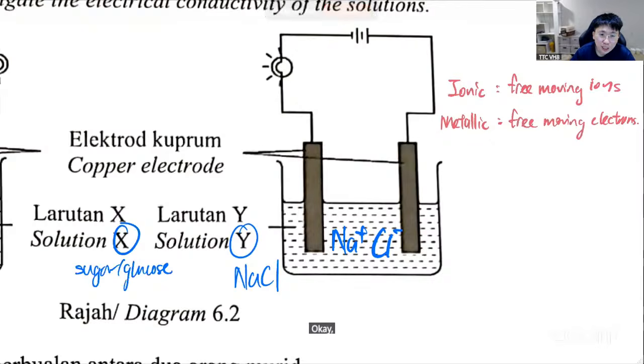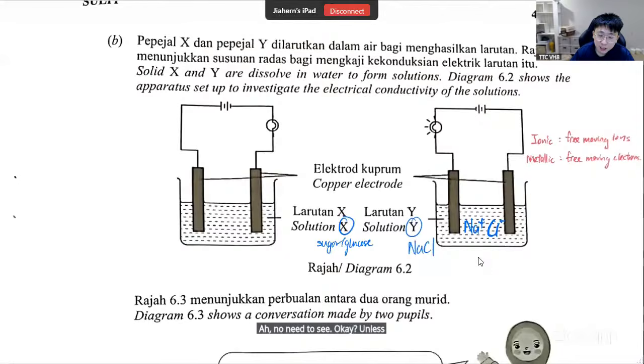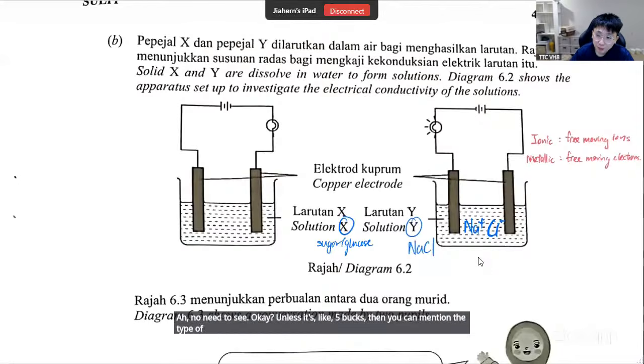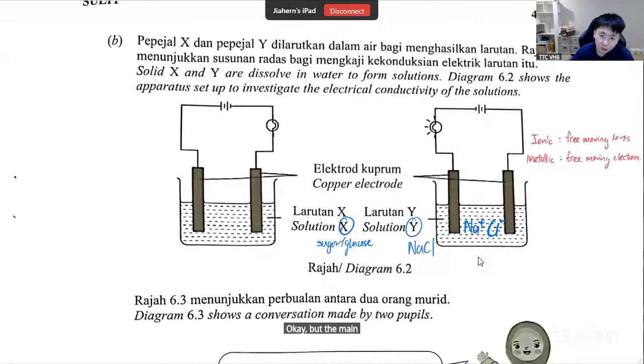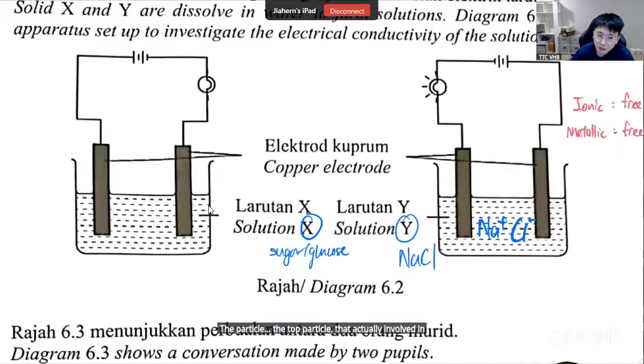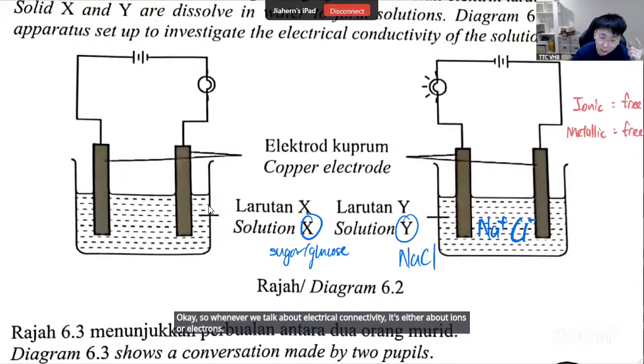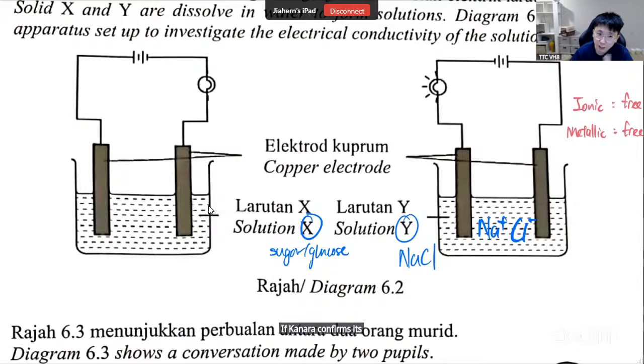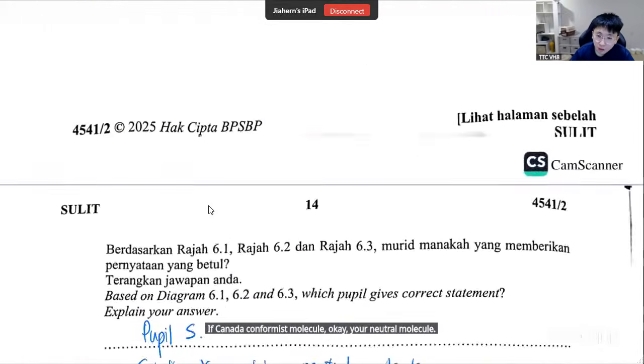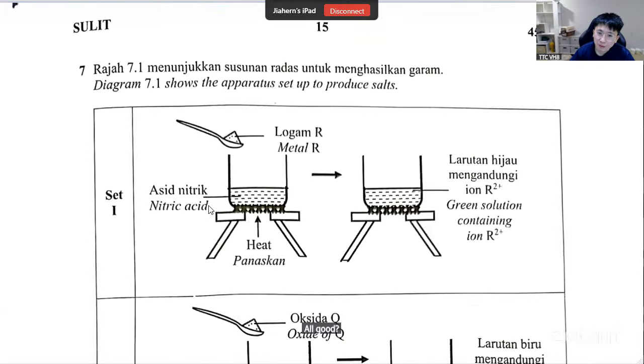Teacher, no need to say it's covalent or ionic. No need, unless it's like 5 marks, then you can mention the type of compound. But the main idea is the type of particle that is actually involved in conducting electricity. Whenever we talk about electrical conductivity, it's either about ions or electrons. If not, confirm it's a neutral molecule. All good? Moving down, question number 7.